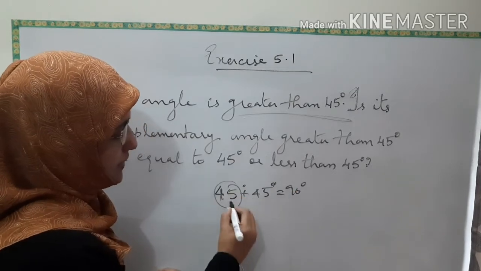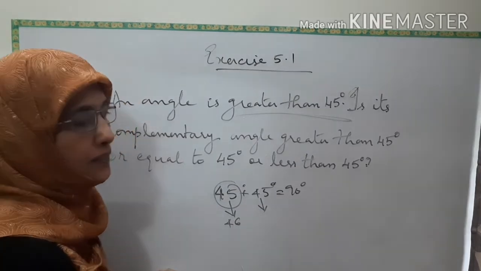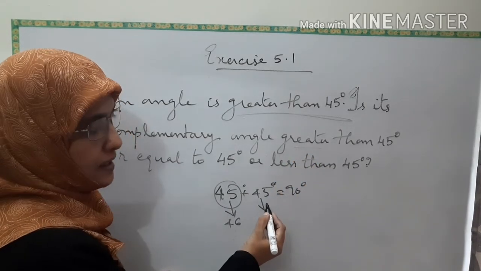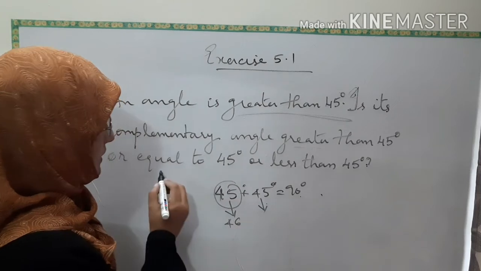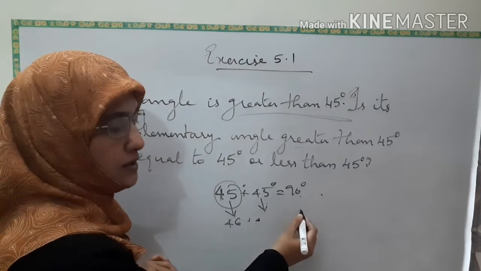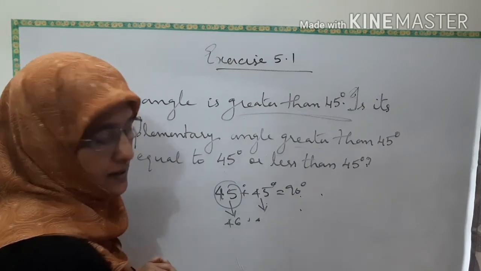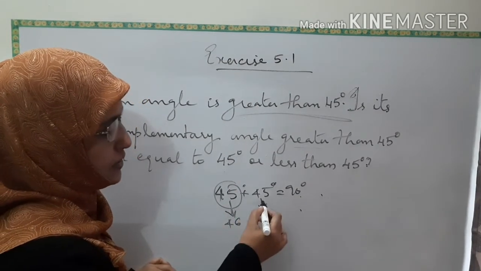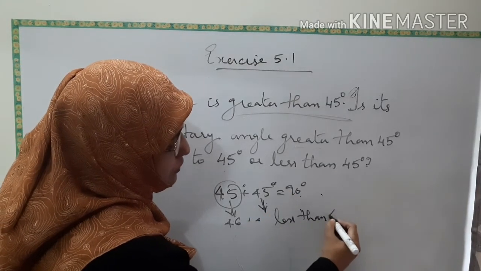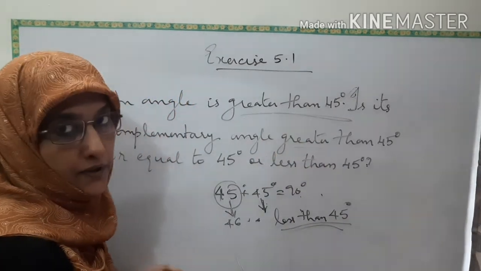So if one is greater than 45, whatever it is, let it be 46. Then what will happen to the other one? Is it greater than 45? If this is greater than 45, the sum will be above 90. If it is equal to 45, then also this will be above 90. And if it is less than 45, then it can be 90, isn't it? So if one increases, the other should decrease. So less than 45 will be the answer. If one angle is greater than 45, its complementary angle should be less than 45.